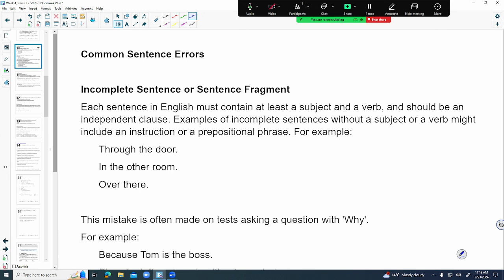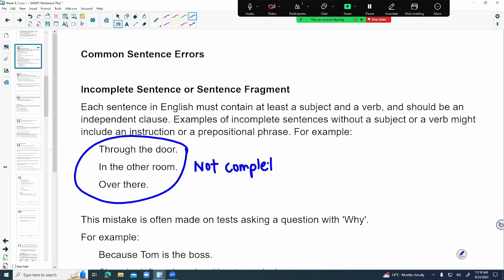So we talked about what a sentence is. A sentence is a complete thought. But sometimes we write an answer to a question and we don't put it as a complete sentence. We don't put it as a complete thought. So for example, through the door. So that could be the answer to the question, where did he go? Through the door. In the other room could also be the answer to the question, where did he go? In the other room. Over there is also the answer to that question. Where did he go? Over there. So these are all answers to the question, but they are not complete sentences.